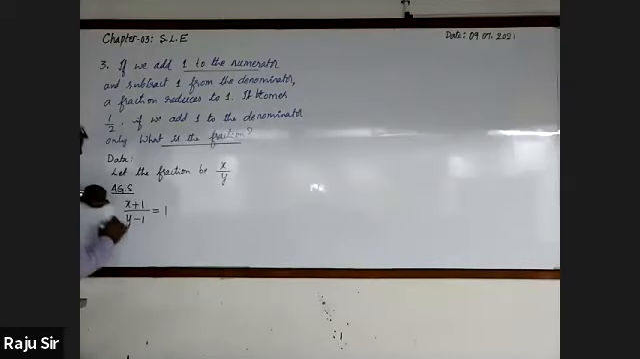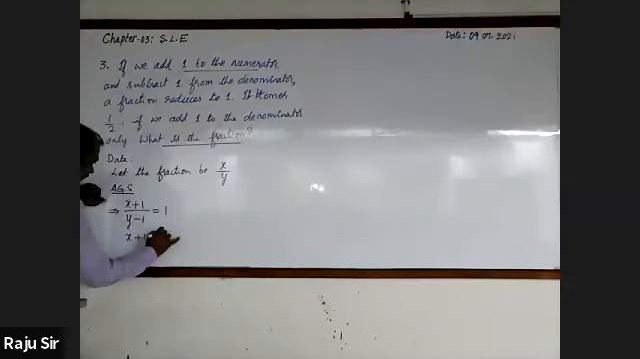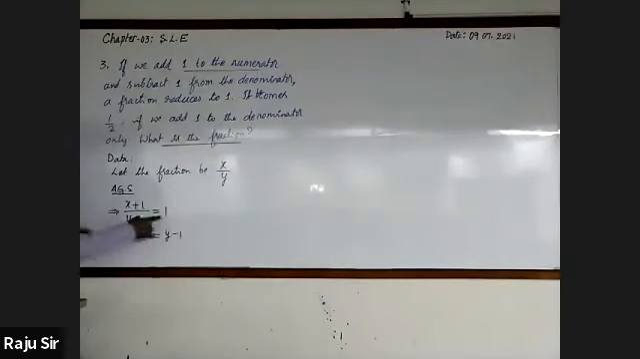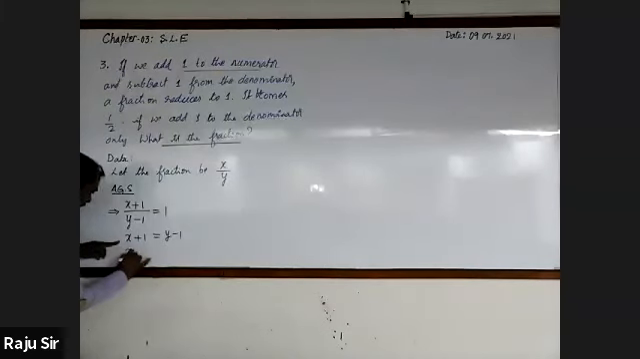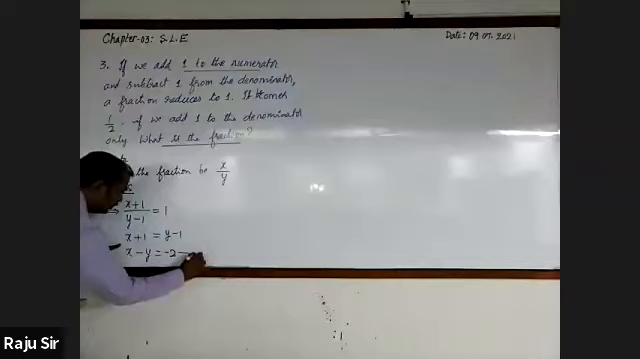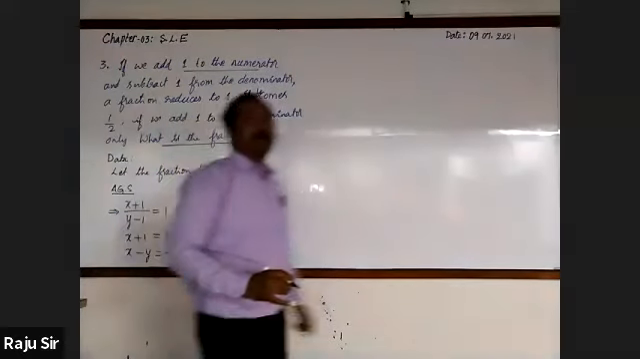Cross multiply. This is x plus 1 is equal to 1 into y minus 1, which is y minus 1. Don't be lagging. Please go on writing with me. Next, form the equation. It is x minus y is equal to minus 2. You may call it equation 1.